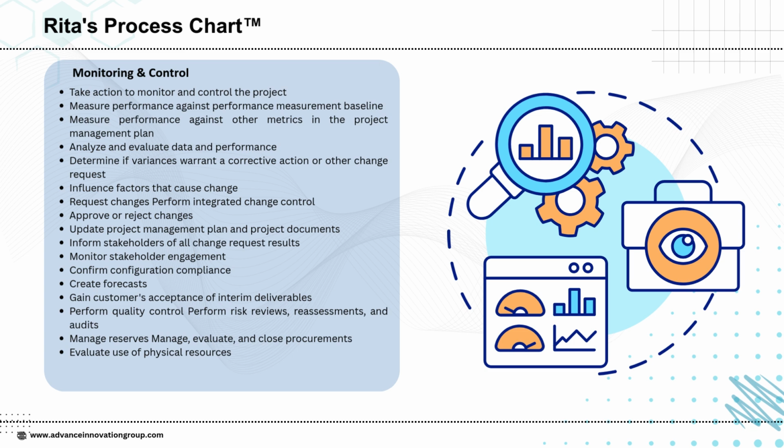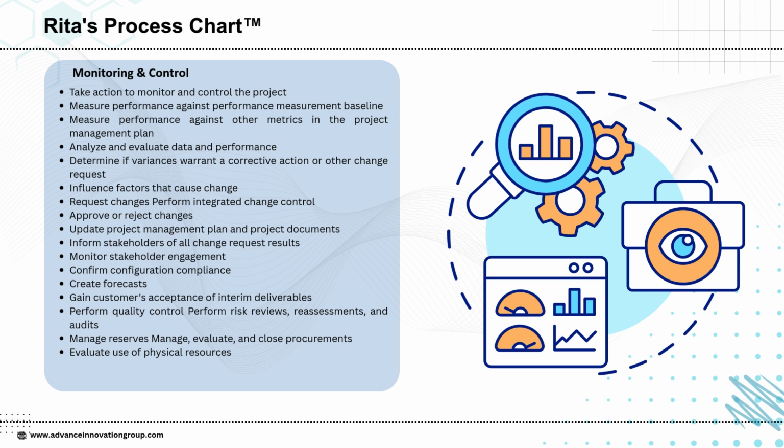Integrated change control plays a central role, where changes are reviewed, approved, or rejected, and stakeholders are informed of the results. This phase also involves monitoring stakeholder engagement, confirming compliance with configurations, and creating forecasts to anticipate outcomes.